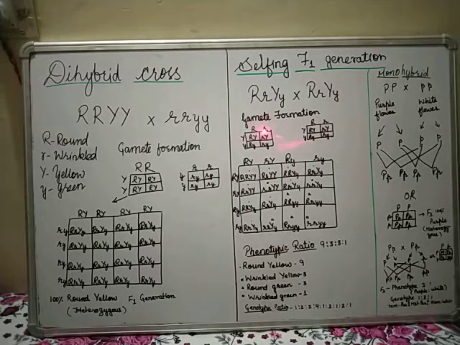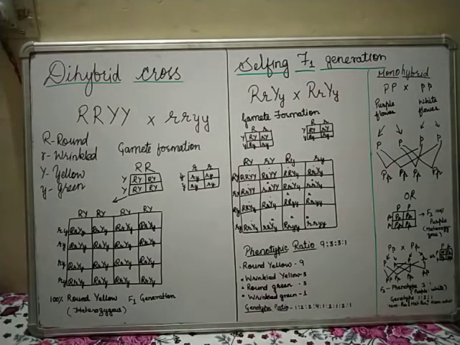Capital R and small r, capital Y and small y we have taken, the heterozygous round and heterozygous yellow. When we combine, we get capital R capital Y, then small r capital Y, then capital R and small y, and small r and small y. These are the gametes. Similar gametes we get on the other side also. Since both the parents are the same, the gametes produced will be the same. The gametes which we get, we organize in this manner in the Punnett square.